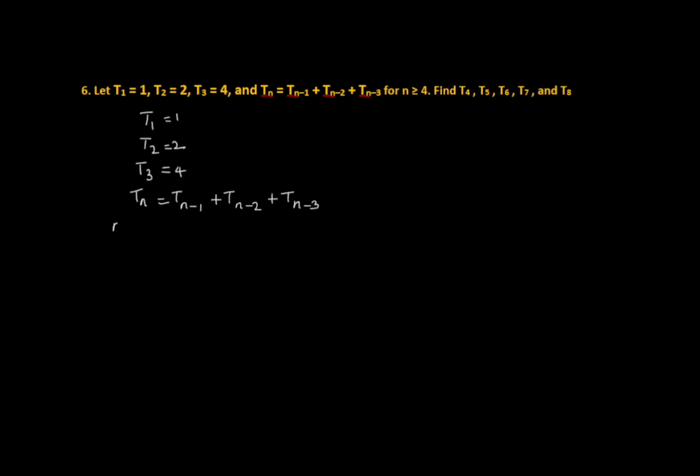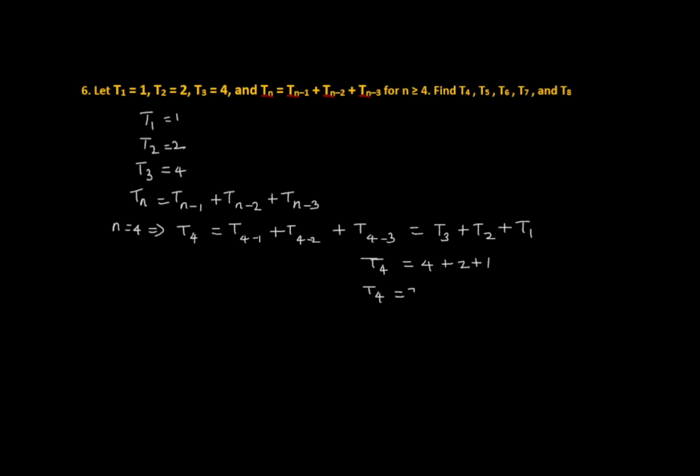Now, in the place of n we can replace 4. What can we get? T4 is equal to T4 minus 1 plus T4 minus 2 plus T4 minus 3. That is T3 plus T2 plus T1. So to find T4, we need to add this. What is T3? 4 plus 2 plus 1. So T4 is equal to 7. We got T4, 7.